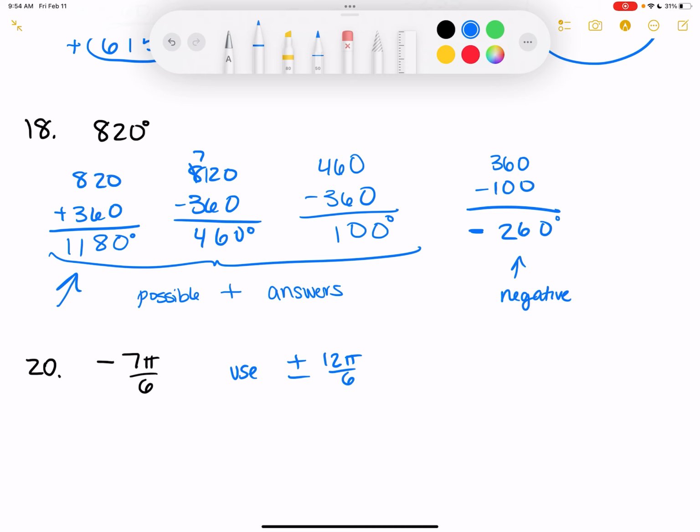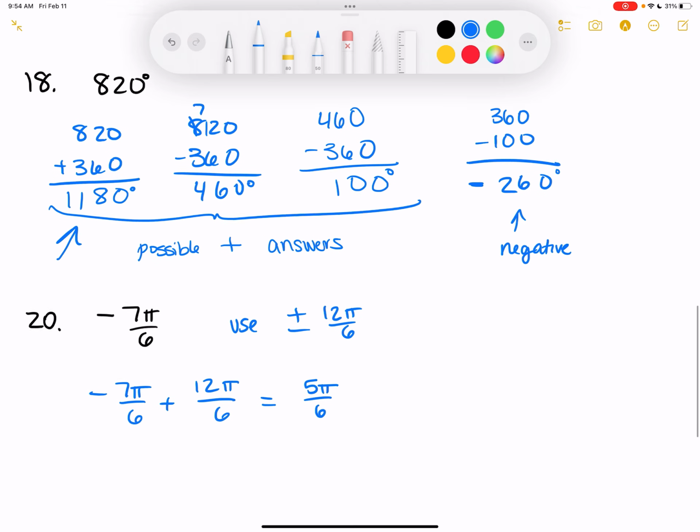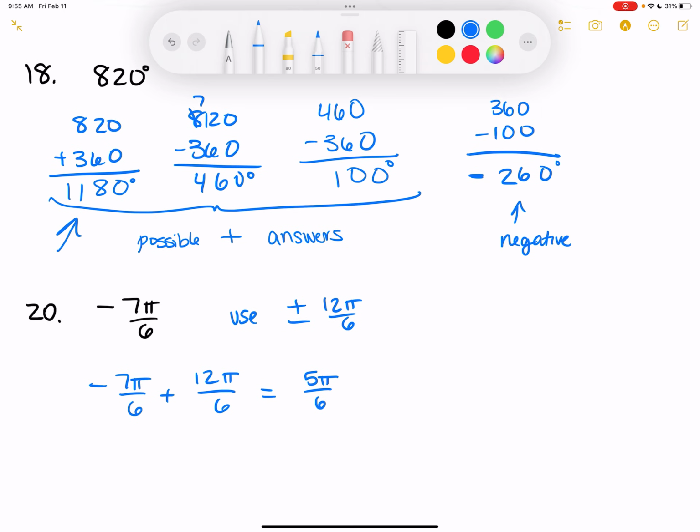So what I can do here then is do negative 7 pi over 6 plus 12 pi over 6, okay, which is going to give me what? 5 pi over 6. Okay, so that'll be my positive one. Now to do the negative one, it's negative 7 pi over 6 minus 12 pi over 6, which is negative 19 pi over 6.